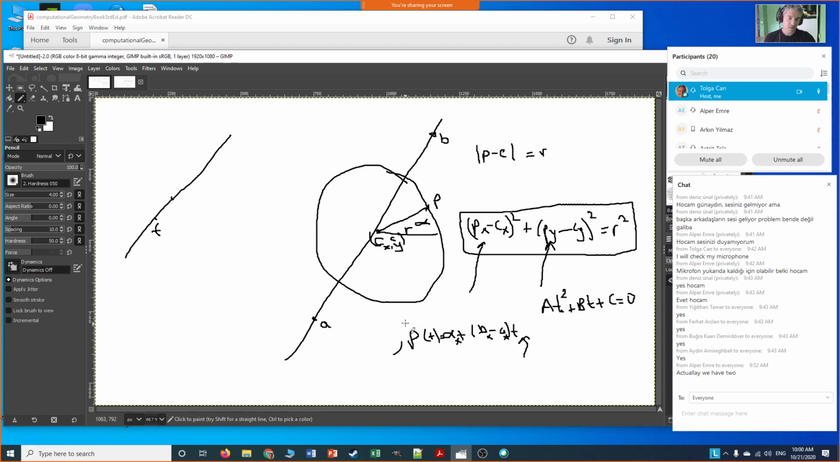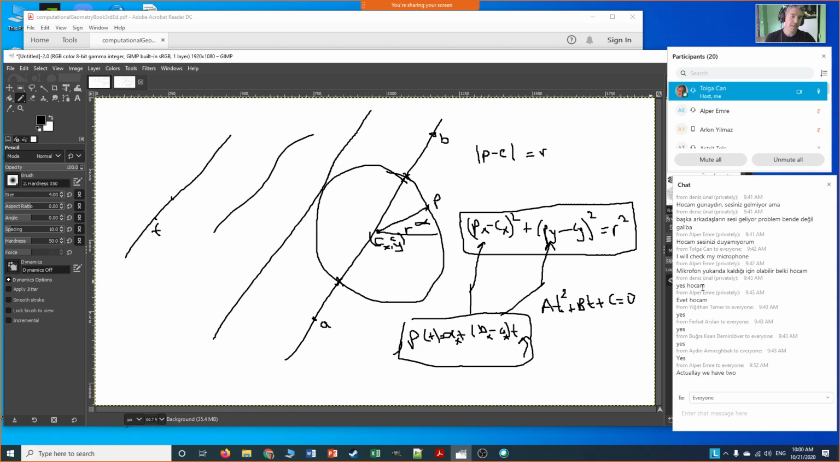If you plug in this parametric line equation here, what we will get is a single quadratic equation like this, which may have two roots, which will indicate these two intersection points, or may have one root, in which case our line will be tangent to the circle, or it may have no real roots, meaning that the line does not intersect with the circle. All right. So parametric line equations and circle equations, we most of the time equate one with another to find these intersections.